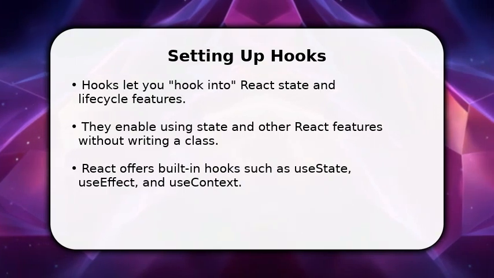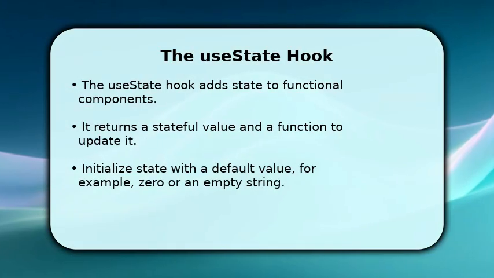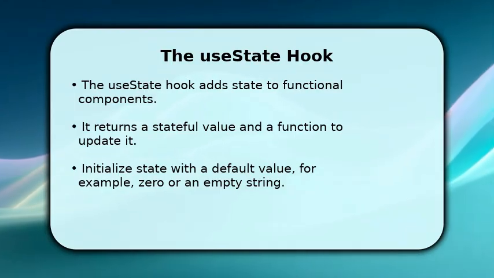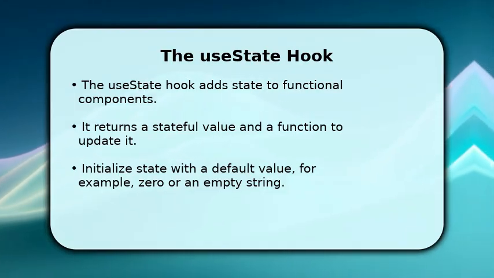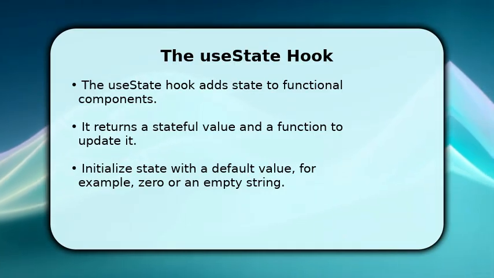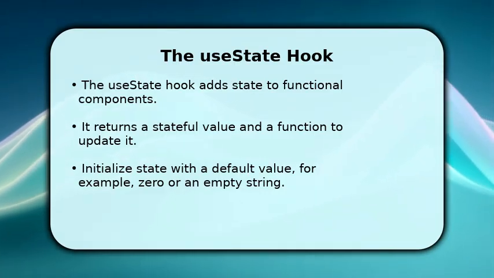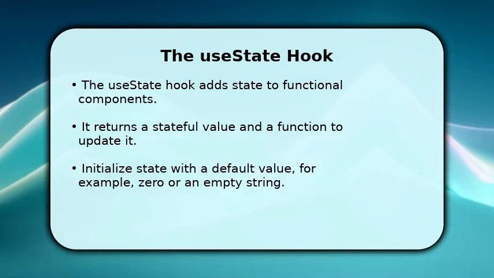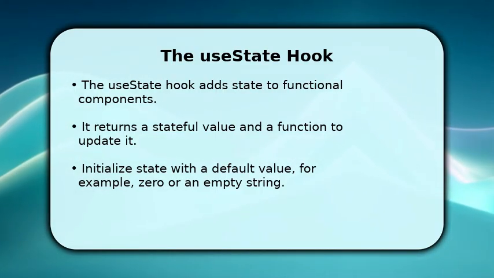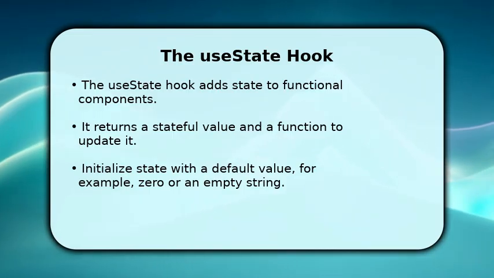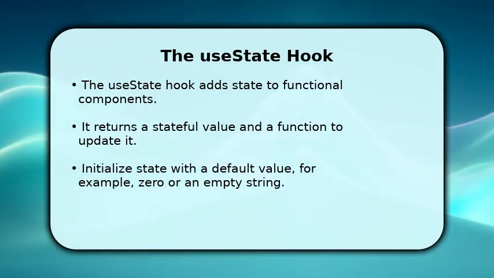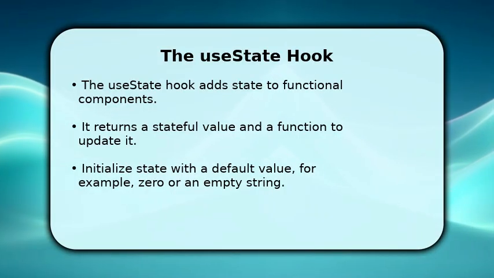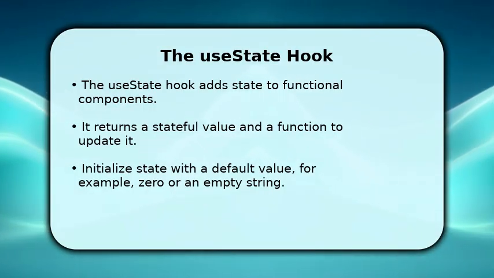Let's dive into the specifics. The useState hook is your go-to for adding state to functional components. When you call useState, it returns an array with two items, the current state value and a function to update that value. For instance, you might initialize a counter with a value of 0. To update it, you simply call the setter function with the new value. This makes managing dynamic data within your component straightforward and efficient.